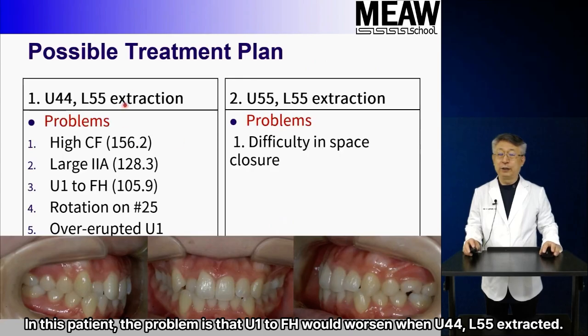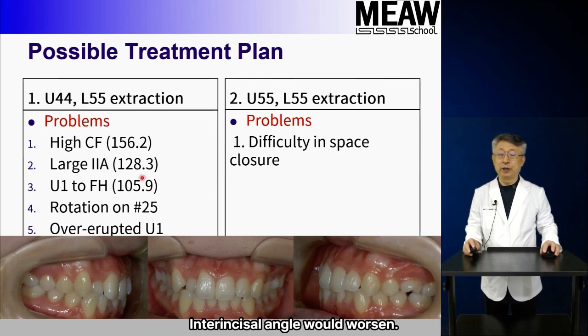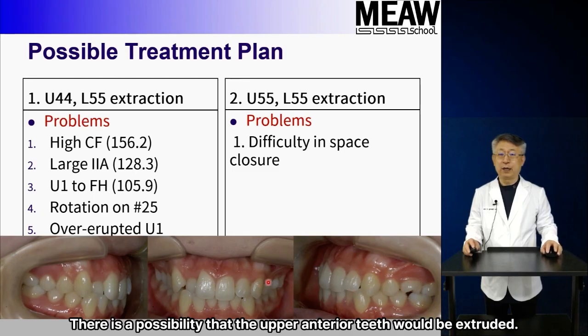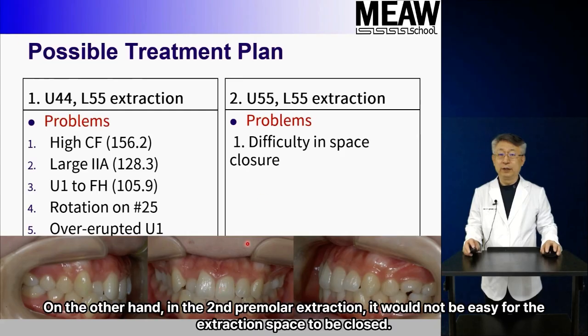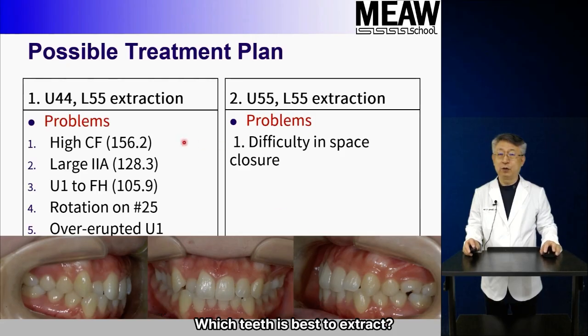In this patient, the problem is that U1 to FH would worsen when U44, L55 extracted. Interincisal angle would worsen. The tooth number 25 should be rotated again. There is a possibility that the upper anterior teeth would be extruded. On the other hand, in the second premolar extraction, it would not be easy for the extraction space to be closed. Which teeth is best to extract?